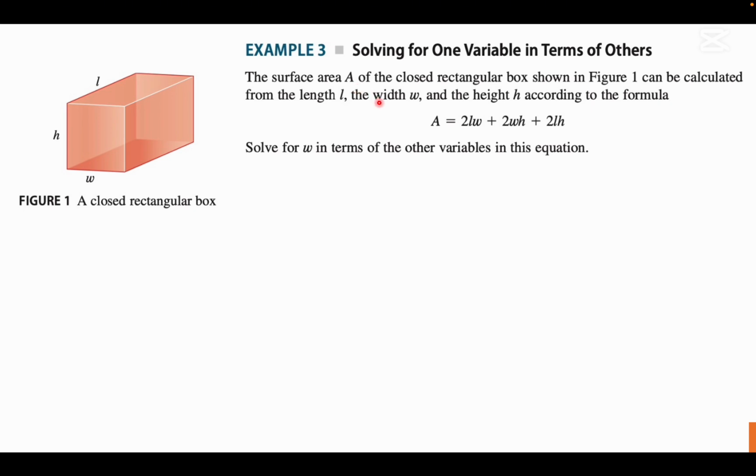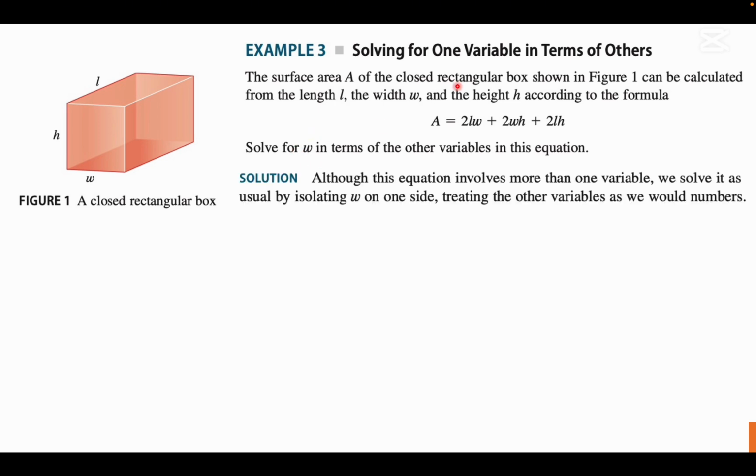Example 3, we have the surface area of this box right here is equal to this here. The formula of the surface area for a box is this right here. Area equals 2LW plus 2WH and plus 2LH. The question here says to solve or isolate the variable W.